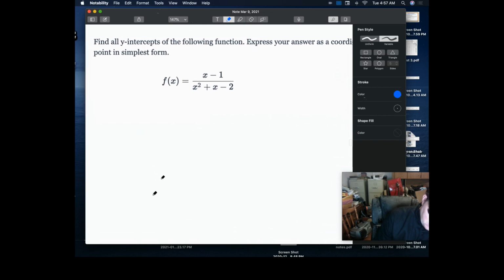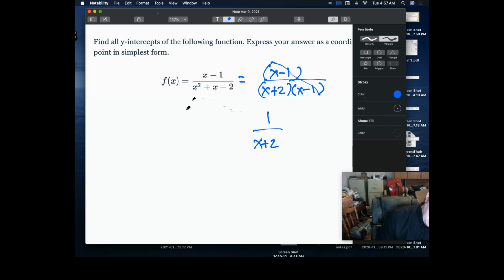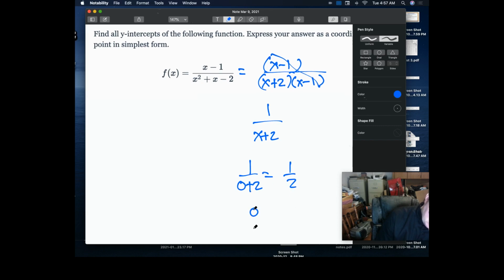All right, find all y-intercepts. Again, I'm going to sound like a broken record here. Factor! Yay! Okay, so this is going to become +2 minus 1. Again, the back is -2 because 2 times -1 is -2. The middle is 1 because 2 minus 1 is 1. The x minus 1s divide out, so you're left with 1 over x plus 2. The y-intercept is when x is equal to 0, so it's 1/2. The ordered pair would be (0, 1/2).